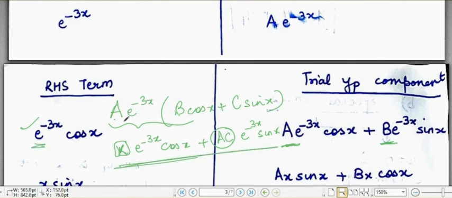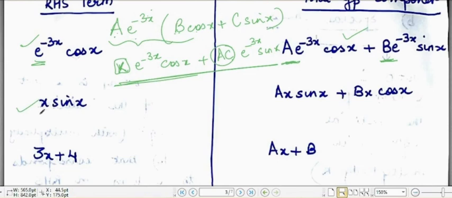For exponential, the guess is A e to power minus 3x, and for cos x, the guess was a linear combination of cos x and sin x. So you open the bracket and look at the kind of terms which arise out of it. So it's a constant times e to power minus 3x into cos x, and another constant times e to power minus 3x into sin x, and therefore your trial YP looks like this.